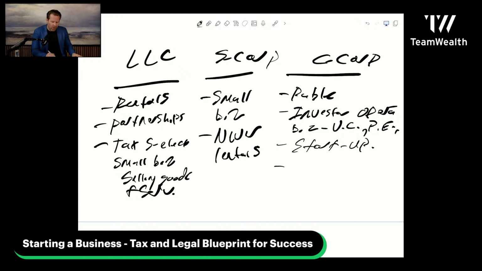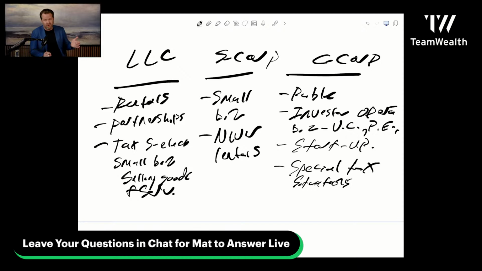Sometimes we'll use a C Corp in special tax situations, like if there's a blocker situation, or maybe there's some unique tax planning happening. This is like for 2% of clients. This is not the majority. So let me just give an overview here. I'll bet for every 100 entities we set up, 90 of them are LLCs, 9 of them are S Corps, and 1's a C Corp. That'll just give you an idea.